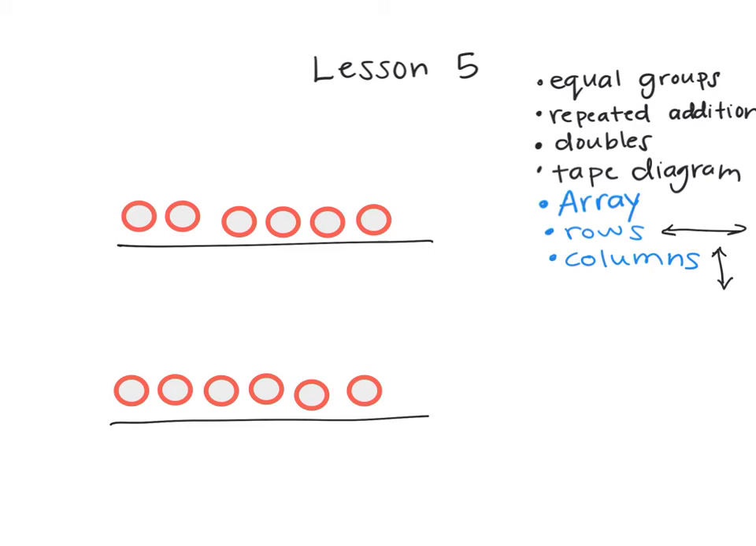I have 1, 2, 3, 4, 5, 6. 1, 2, 3, 4, 5, 6. So in this problem, I have 2 rows of 6, and that equals 12. And I could keep going, but I'm going to stop here because the most important thing that I want you to see is that the rows and the columns are formed together, and what you're creating is called an array.